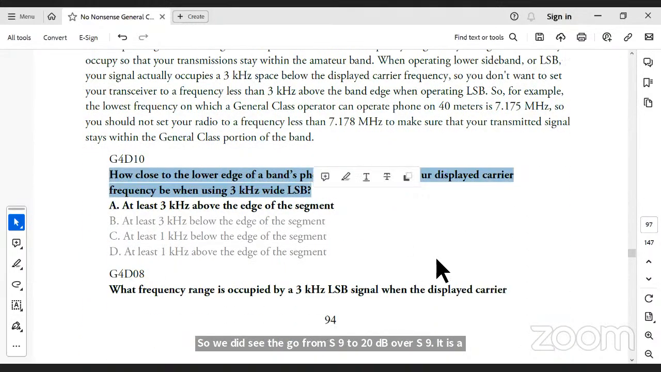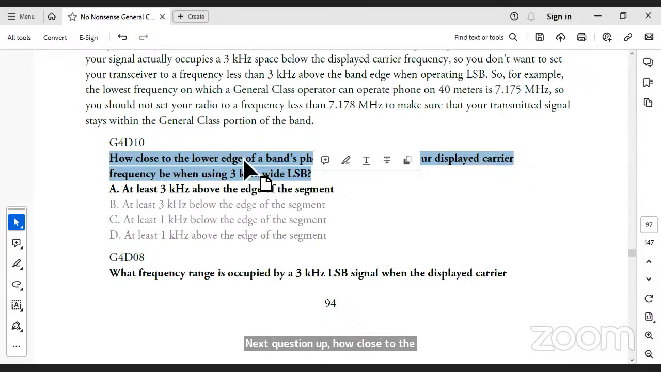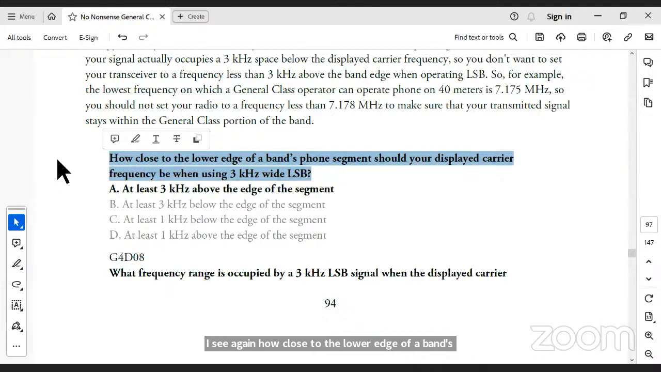Next question up, how close to the lower edge of a band, I say again, how close to the lower edge of a band's phone segment should your displayed carrier frequency be when using 3 kHz wide LSB? So let's dissect this question. What are they asking us here? So they're talking about the band's phone segment. So remember, there's a band plan. Part of the spectrum that we are licensed for will go from one frequency to another, but then even within that band, we can use some of it for digital mode, some of it for voice or phone mode, and there's the upper end and the lower end of that phone segment, right?